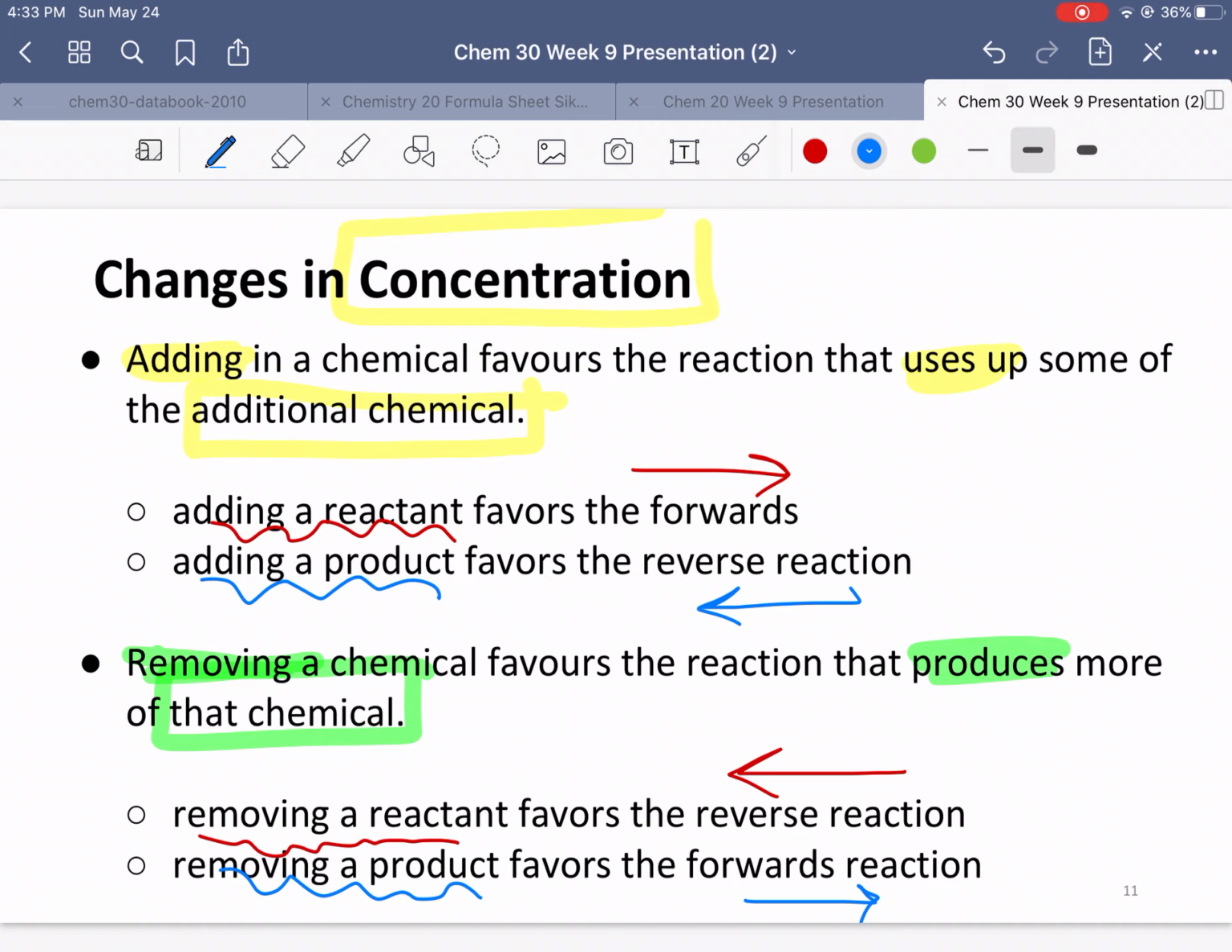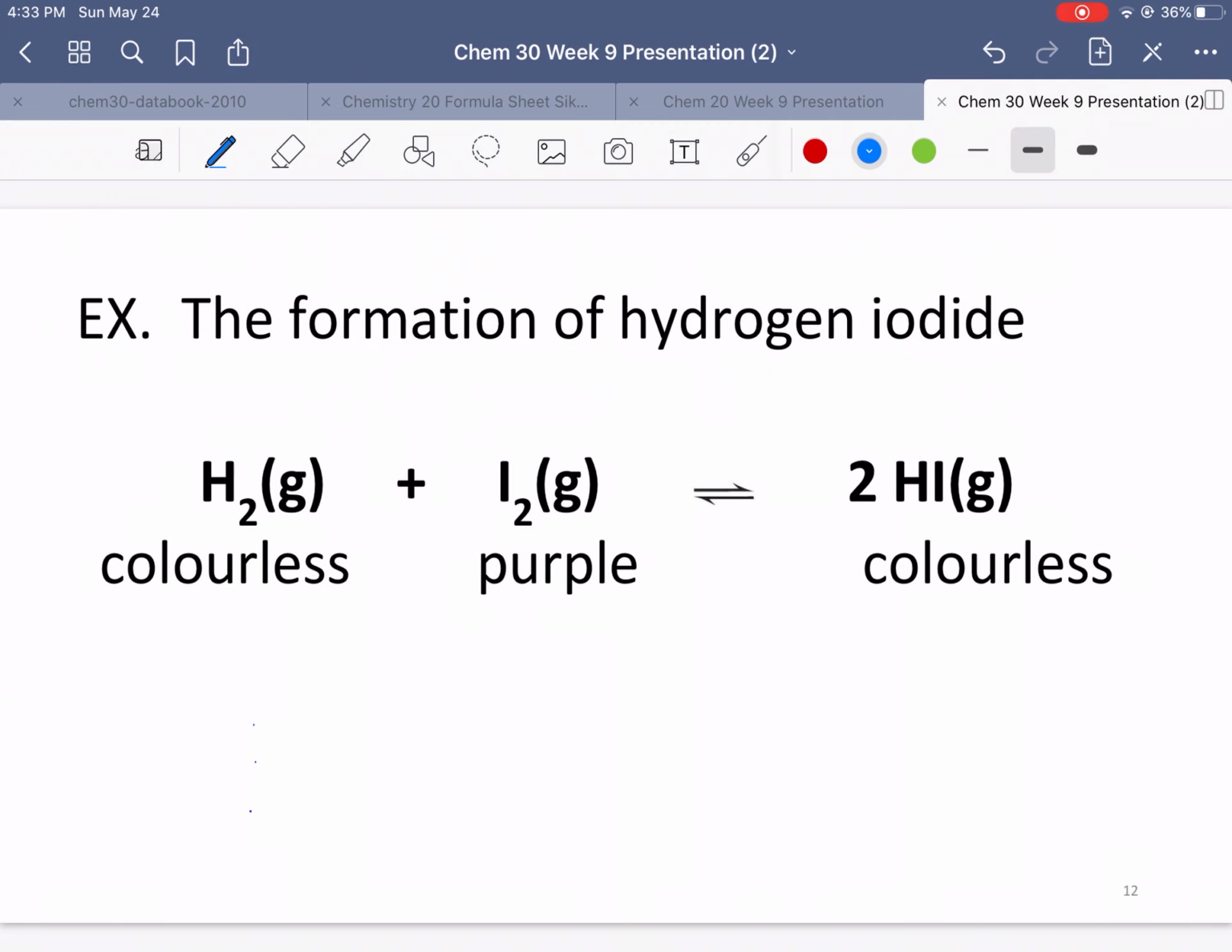Like I mentioned, truly logical. Okay, consider this particular equilibrium system. And this is one that does have a color context to it. We're not going to focus too much on the color for this one. We're going to look more at relative concentrations.